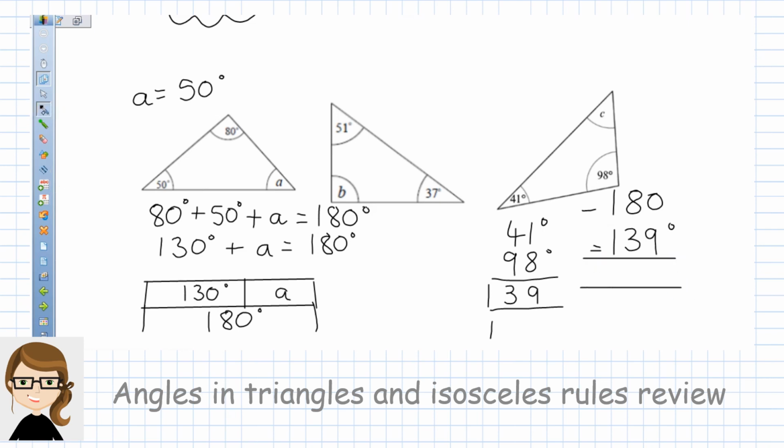I'm using a ruler now. Don't forget to use a ruler if you've got one at home. So you need to exchange there. 10 take away 9 is 1, 7 take away 3 is 4, and 1 take away 1 is 0. So C is 41 degrees.